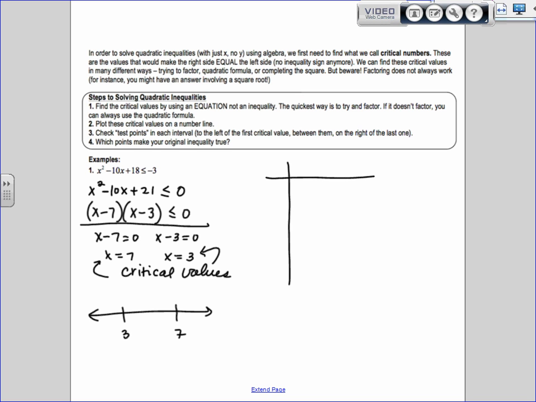Okay, so I usually do it with a little table. So I put my x minus 7, I put my x minus 3. I want for my result to be less than or equal to 0. So what I was saying is I'm going to pick a number in each of these locations. So like 2 would be a good number, 4 would be a good number, 8 would be a good number. I'm going to test 2, 4, and 8.